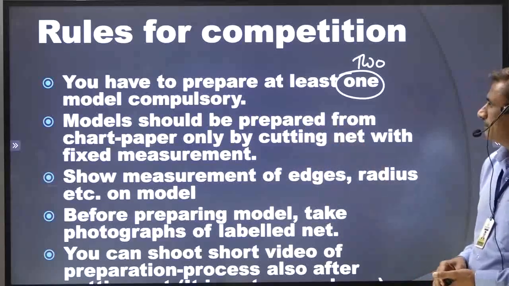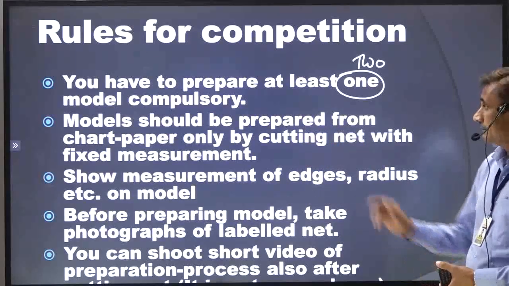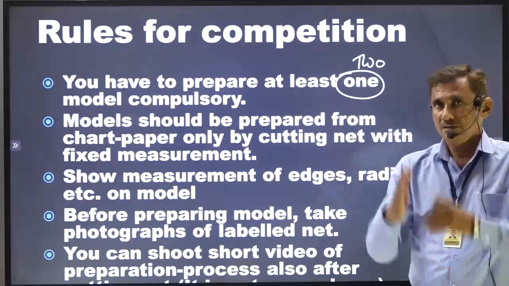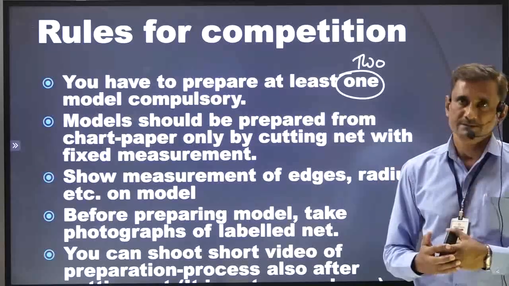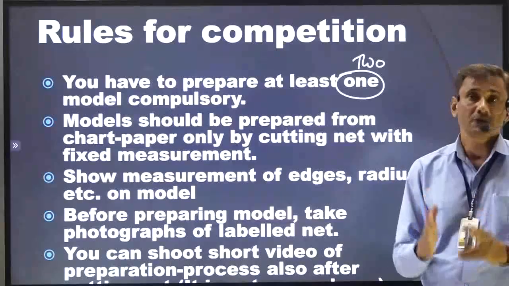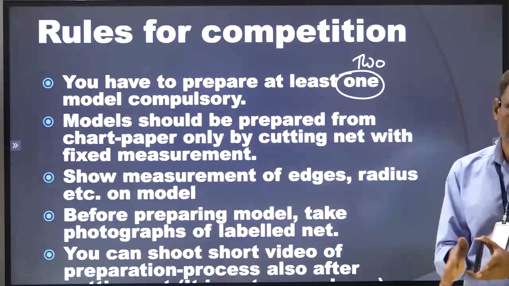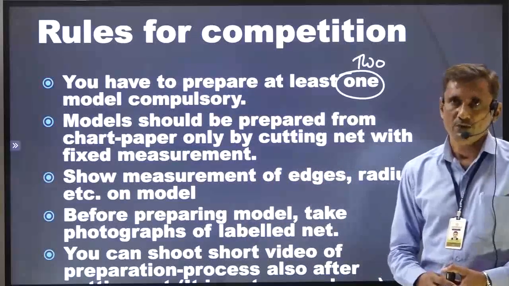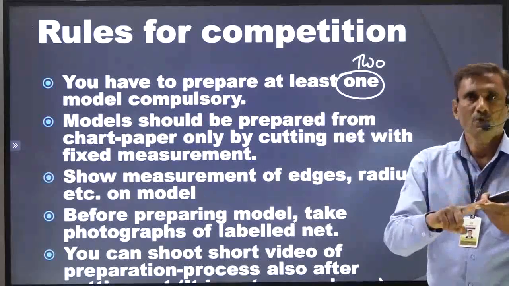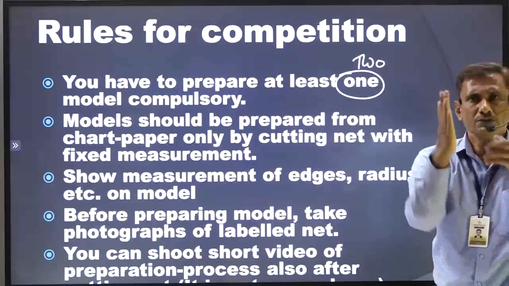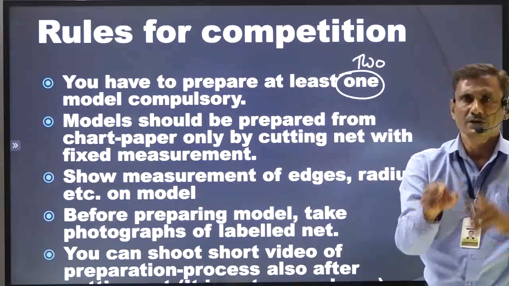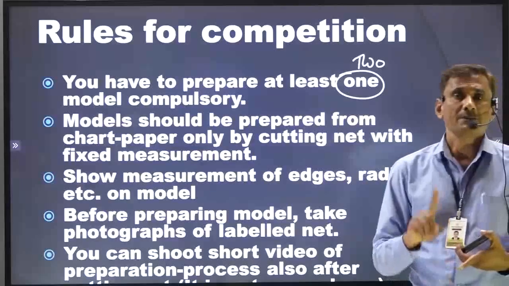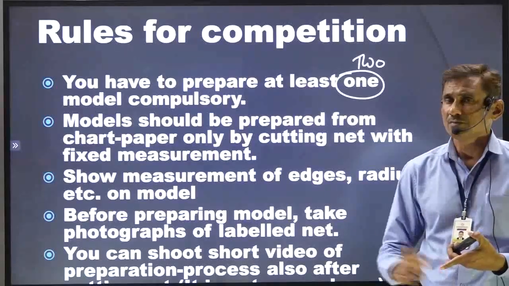Models should be prepared from chart paper only, by cutting a net with fixed measurement. So you pre-decide the measurement of length, breadth, height, or radius. Then only cut them, and accurately. After cutting, just fold them. Show measurement of edges, radius, etc. on the model. You can show it on the net only, then automatically it will come to the model also. Otherwise, after preparing the model, you can also write it. But radius should be denoted after folding only because it cannot be predetermined.